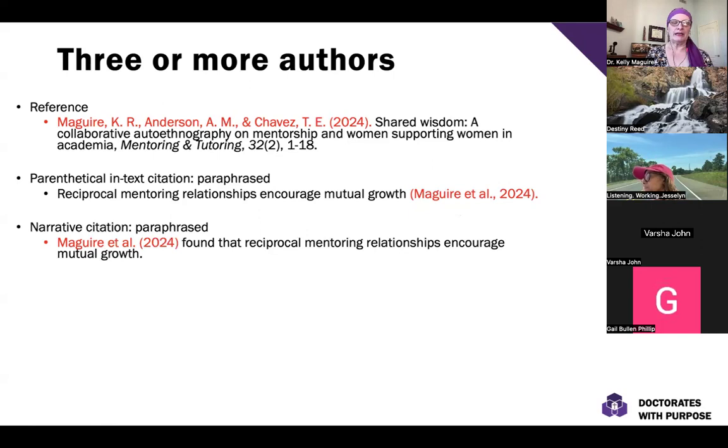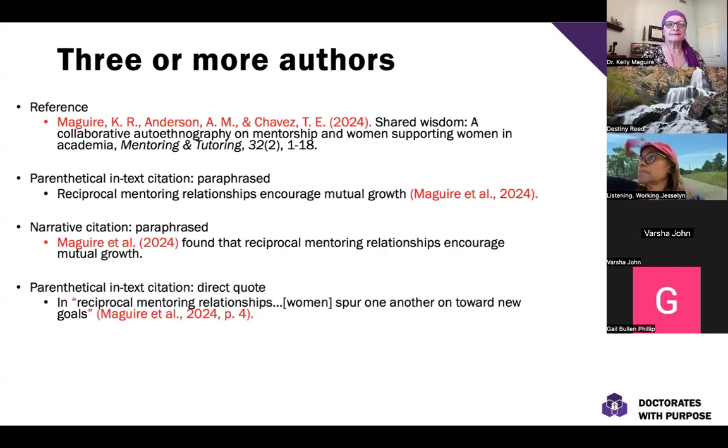Now, if we were to do it in narrative format, I just want to work that into the content that I would be writing in the essay. We would just say McGuire et al. Excuse me. And remember, there's no comma when you do it in the narrative format. It's just followed by the year. And then you just continue with the paraphrased content.